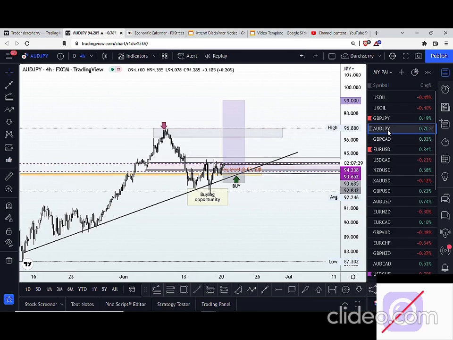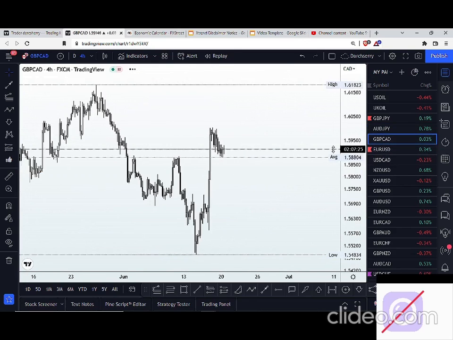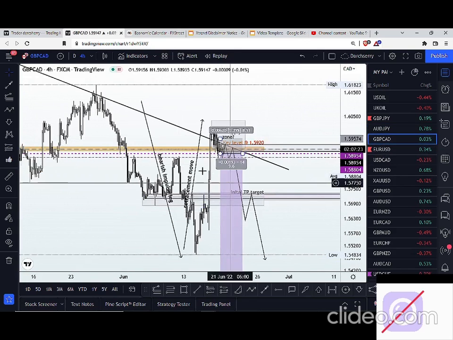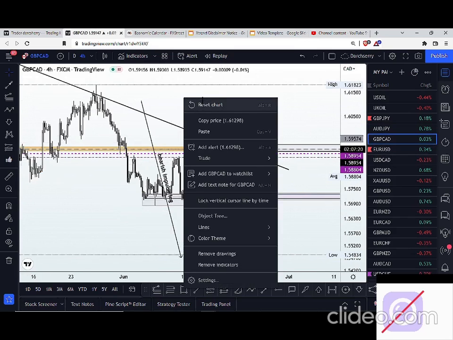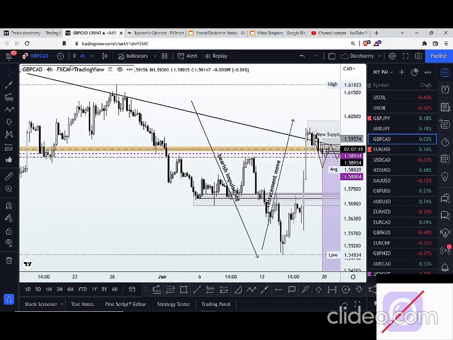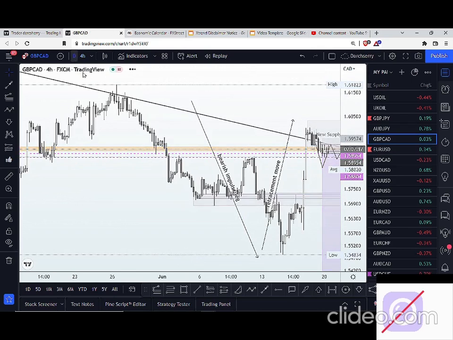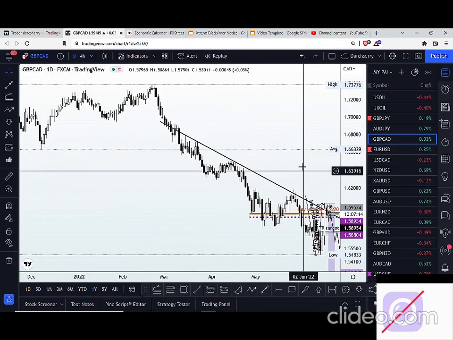So moving on to the GBP card. On the GBP card, I'm expecting a selling opportunity here. And why is that so? Let's go to the daily time frame and see what's happening.